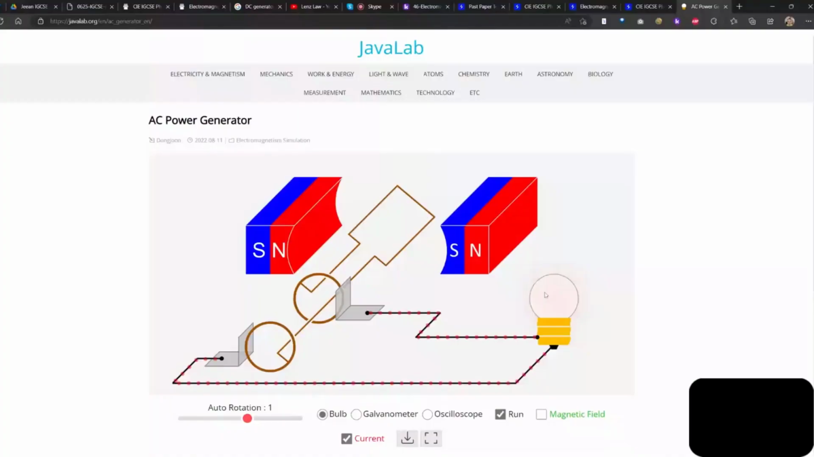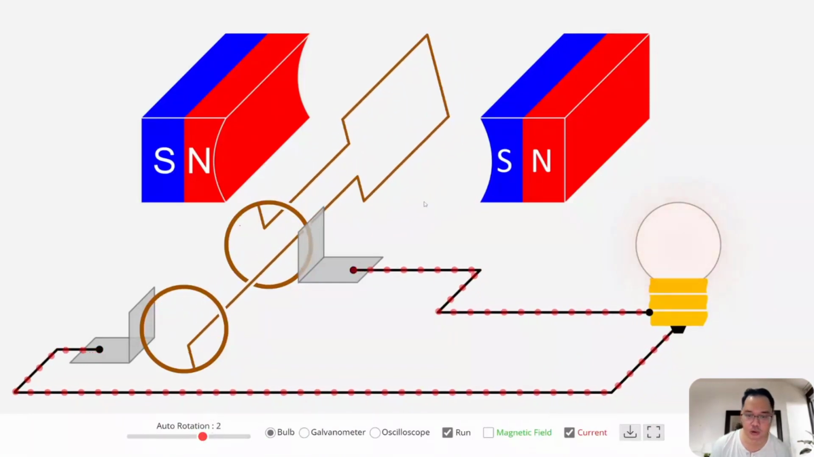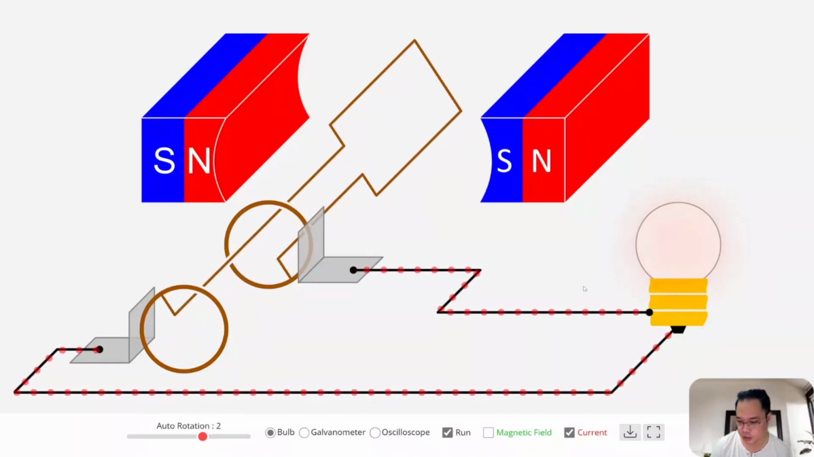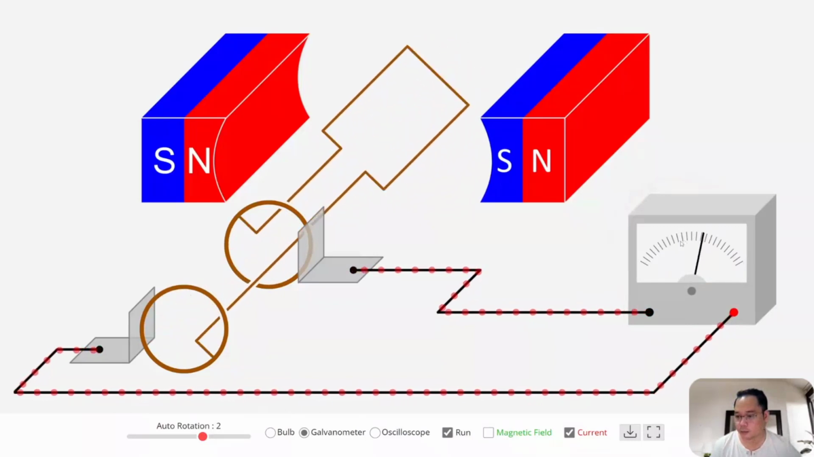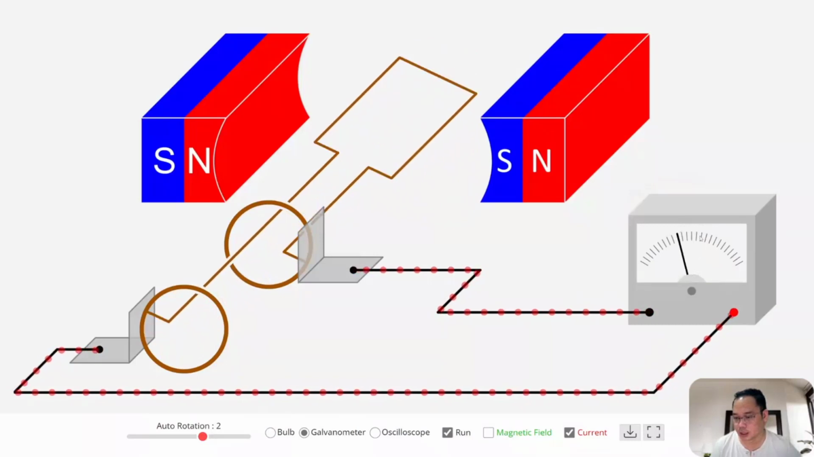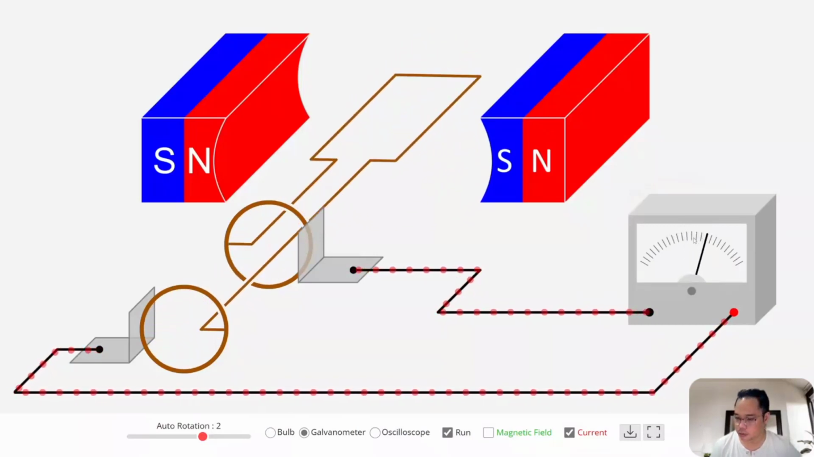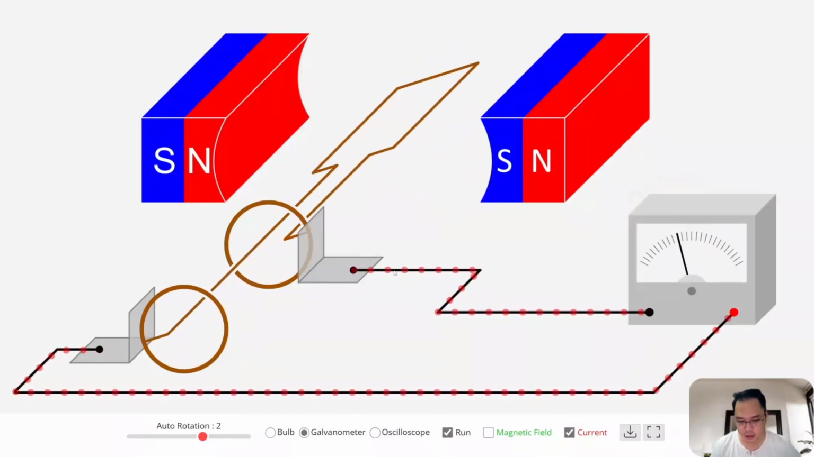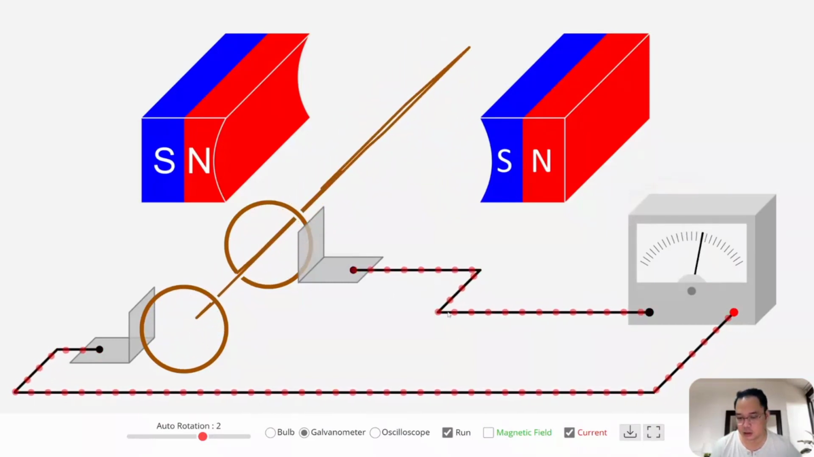Reduce the rotational speed like before, 2 rounds per second. Okay, and I will change this to a galvanometer again. Yeah, you see the needle oscillating back and forth with a relatively small amplitude, and the frequency, the speed of this needle oscillating, is also pretty slow. The frequency is low, right? Yes. The red dot, the electrons oscillate back and forth, but not very fast.